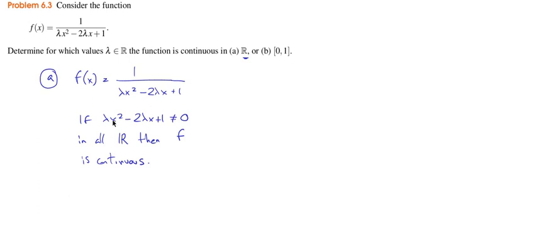Now, as you can see, there are two behaviors here depending on the value of lambda at first sight. So if lambda is equal to 0, this is not a second order polynomial anymore. This is 1, and so the denominator is 1. In fact, f is now the constant function 1, and so f is continuous in R. That's if lambda is equal to 0.